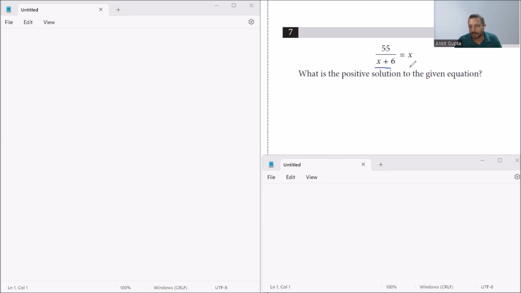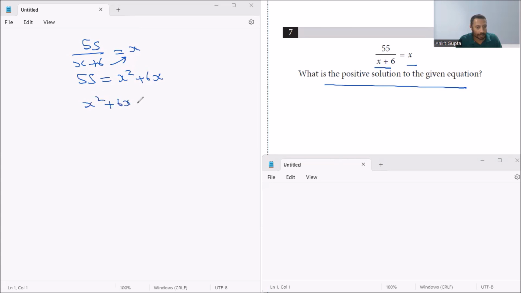55 by x plus 6 is equal to x. What is the positive solution to the given equation? So 55 by x plus 6 is equal to x. We can cross multiply to have 55 is equal to x squared plus 6x. Then we have x squared plus 6x minus 55 is equal to 0. 55 can be split as 5 into 11. That means this becomes x squared plus 11x minus 5x minus 55 is equal to 0.